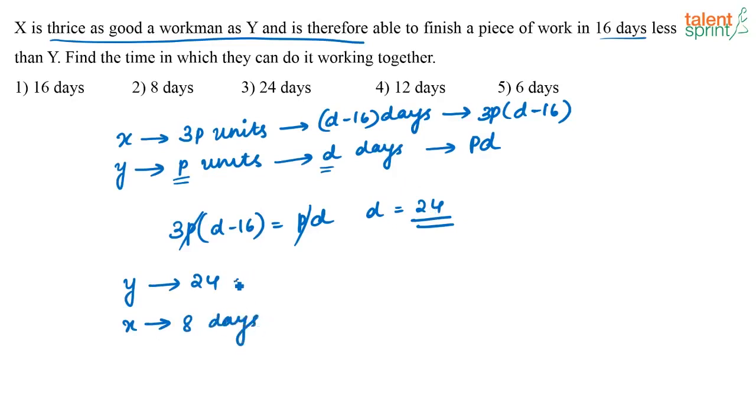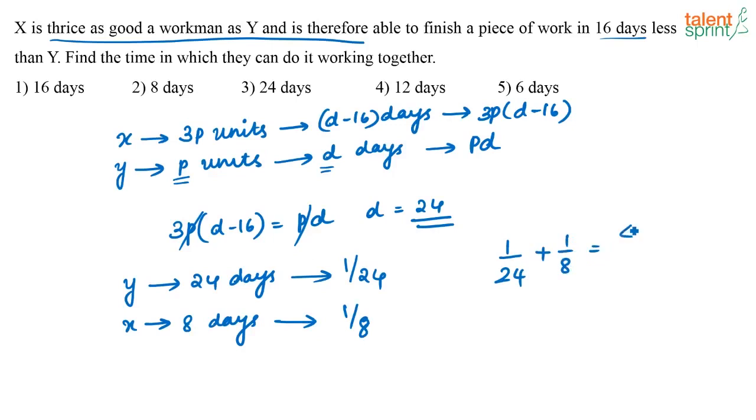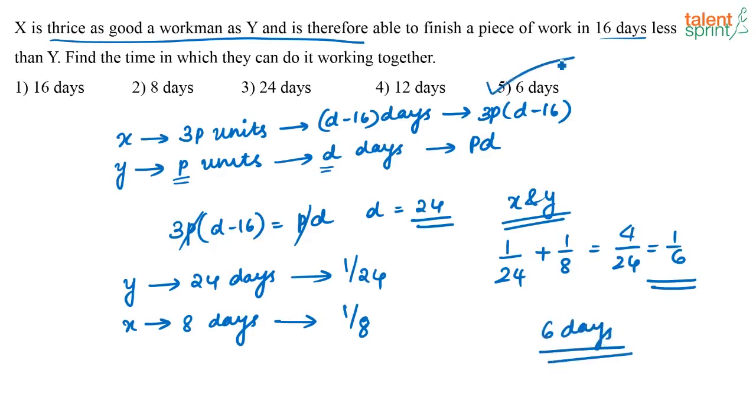So put together, Y and X, how many days will they complete the work? Y is completing the work in 24 days, which means in one day Y will do 1 by 24th of the work. In one day X will do 1 by 8th of the work. So put together, in one day X and Y will do this much. What is this? This is nothing but 4 by 24, which is equal to 1 by 6. So put together, X and Y in one day will do 1 by 6th of the work, or the full work is completed in 6 days. The correct answer for this question is option 5, 6 days.